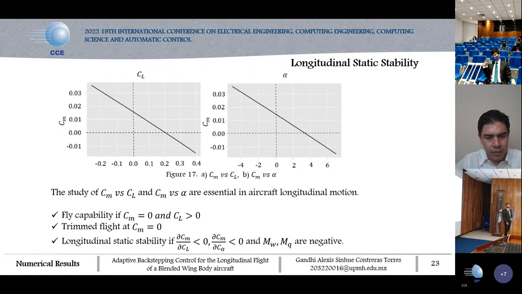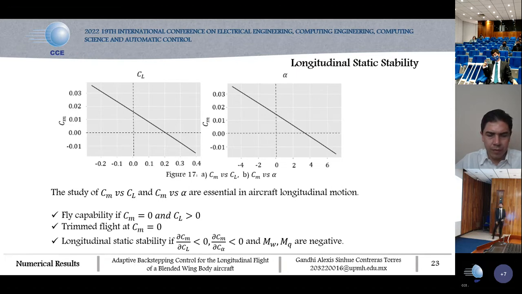And longitudinal flight is where we spend most of the time when we are in flight. For example, we also have the cruise flight, that is the flight where we follow a constant altitude. Well, it's important to demonstrate this longitudinal static stability. And with these two graphs, according to the pitch moment coefficient, that is the coefficient of this motion, and the lift coefficient, we can guarantee the flight capability of our aircraft. So if we have a pitch moment coefficient of zero, and we have a different zero lift, we can guarantee that with the velocity we use in the simulations, we can fly.